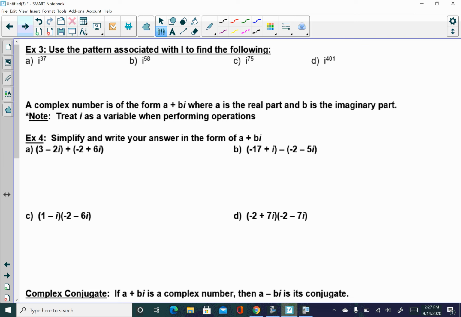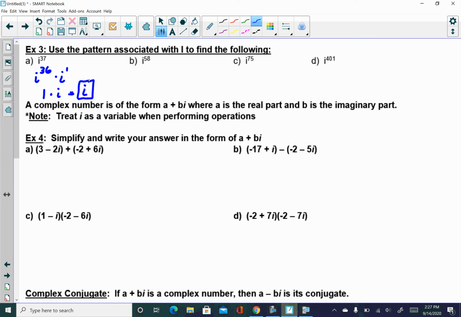Okay, so for the first one, letter A, I have i to the 37th. I think of the highest multiple of 4 that will go into 37. So I know that, okay, 4 times 9 is 36. So i to the 36 times i, so that would be like i to the first power. 36 plus 1 gives me i to the 37th. So I know i to the 36, since that's a multiple of 4, is just 1, and 1 times i is i. So that's your final answer for that first one.